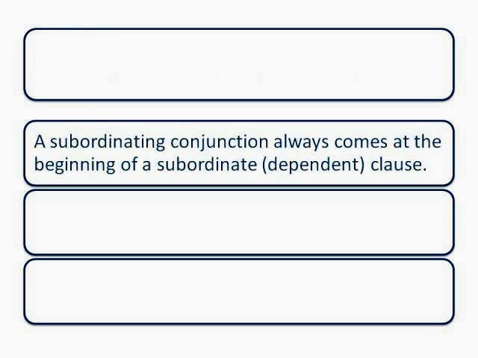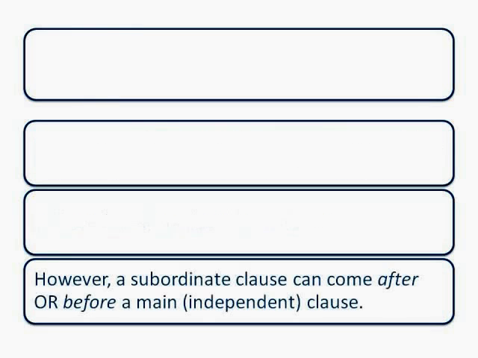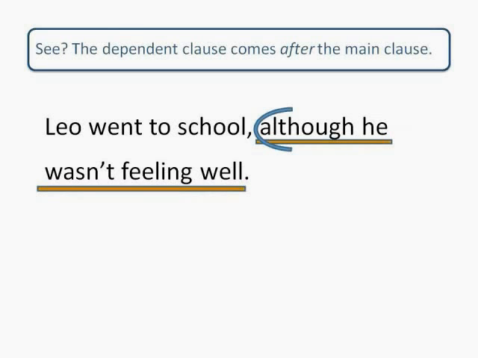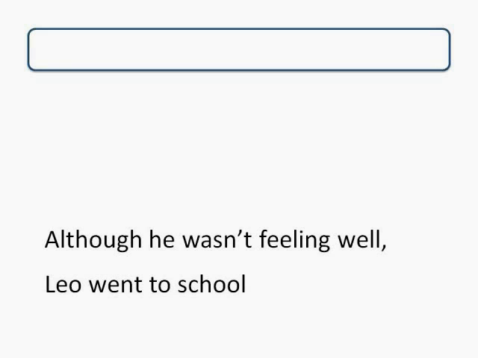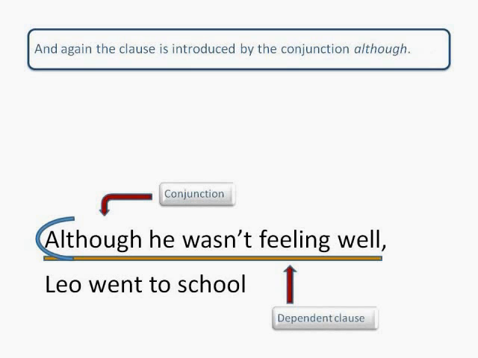A subordinating conjunction always comes at the beginning of a subordinate clause. It introduces a subordinate clause. However, the subordinate clause can come after or before the main clause. Let's take a quick look. Leo went to school although he wasn't feeling well. See, the dependent clause comes after the main clause, and the conjunction comes at the beginning of the dependent clause. Although he wasn't feeling well, Leo went to school. Here, the subordinate clause comes before the main clause, and again, the clause is introduced by the conjunction although.